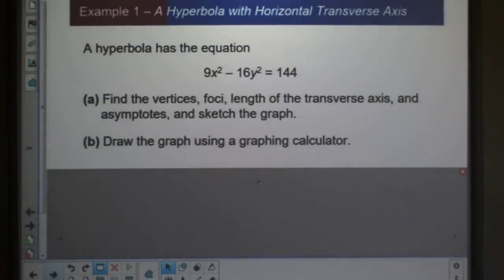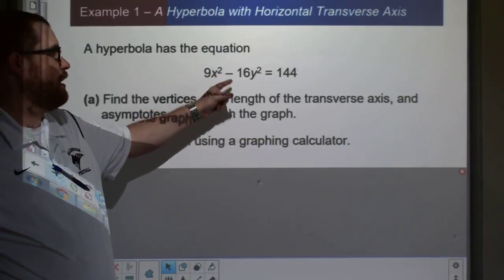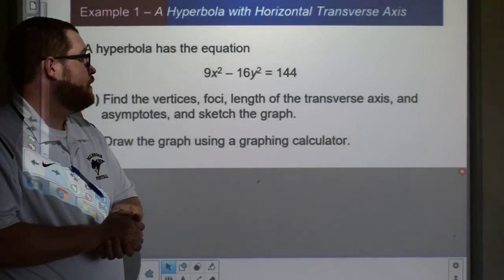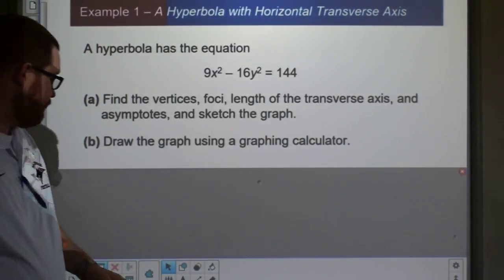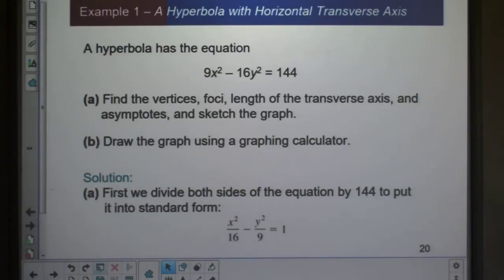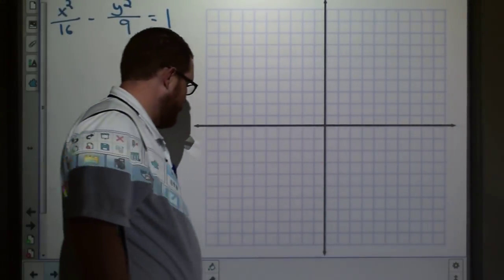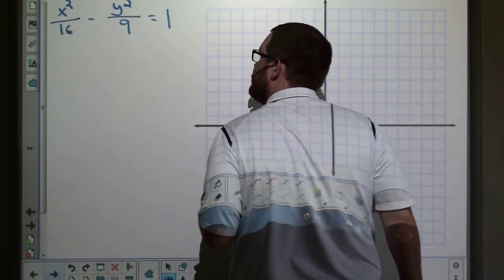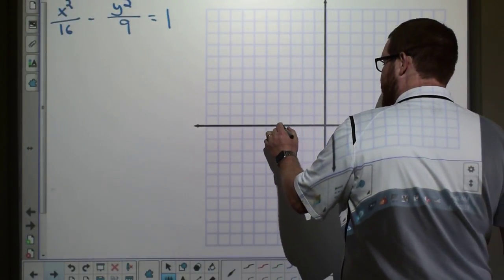Let's try one. So when I look at this problem, I know it's probably going to be a hyperbola because I see a minus sign. But it's not equal to 1. I need it to be equal to 1. So I'm going to divide everything by 144. And if you do that, you get x squared over 16 minus y squared over 9 equals 1. So here's my formula. Pretend like this was an ellipse. That means on the x-axis, I'm going to go plus or minus 4.